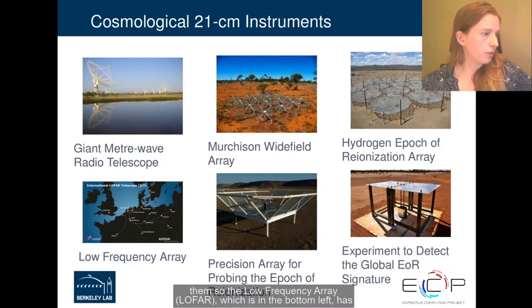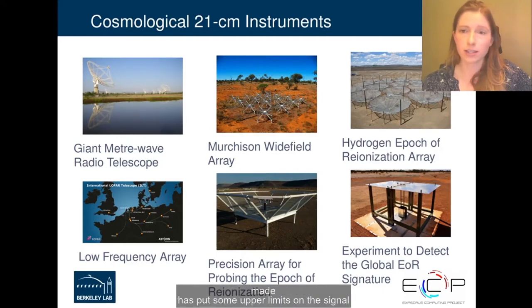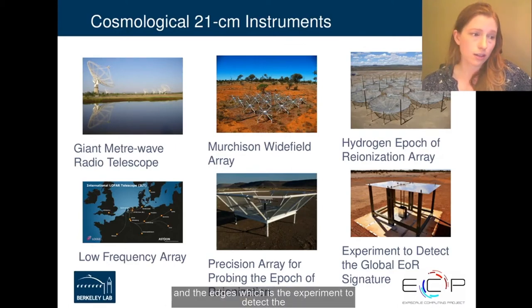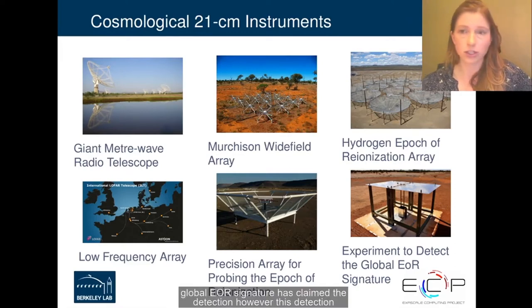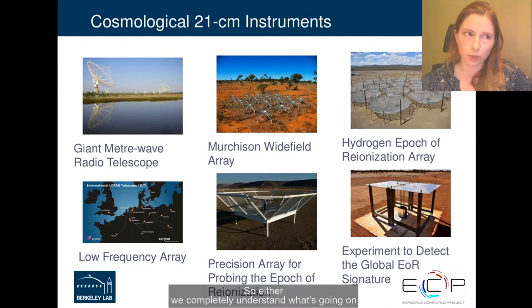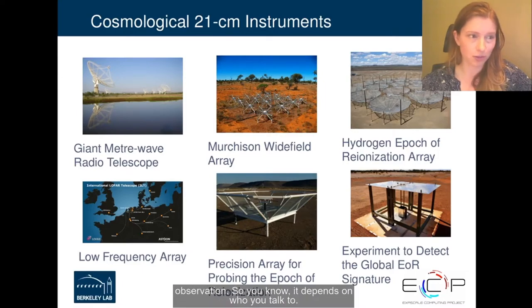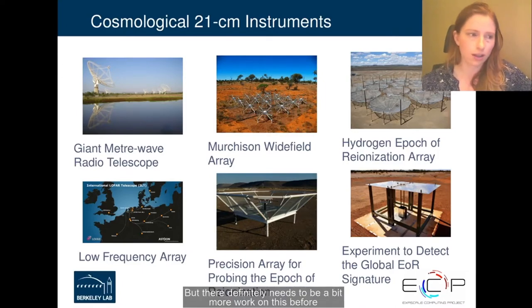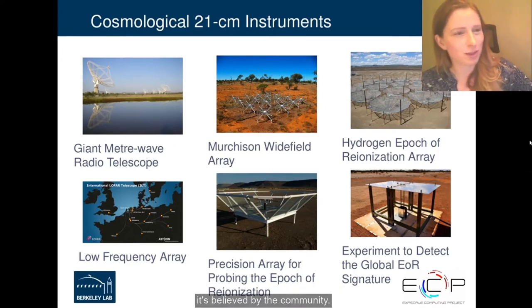So the Low Frequency Array, LOFAR, which is in the bottom left, has put some upper limits on the signal. And EDGES, which is the experiment to detect the global EOR signature, has claimed a detection. However, this detection can't be explained with current physics. So either we completely don't understand what's going on at this time in the universe, or something is wrong with their observation. So, it depends on who you talk to, but there definitely needs to be a bit more work on this before it's believed by the community.